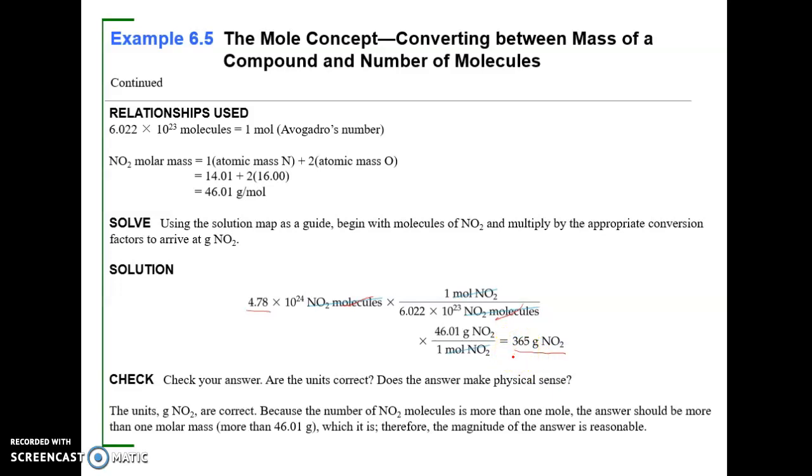All right, let's check the answer. Yes, the units are correct. And does the answer make sense? Because the number of NO2 molecules is more than 1 mole, the answer should be more than 1 molar mass, so more than 46.01 grams, which it is. Therefore, the magnitude of the answer is reasonable. Nice.